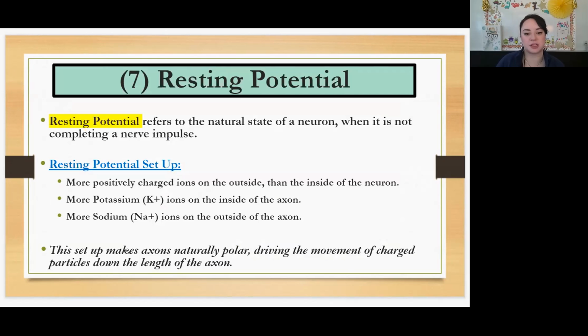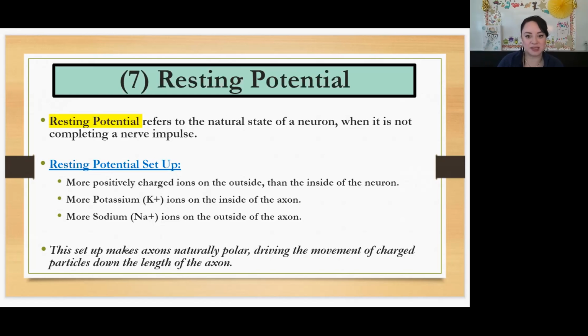So in order for us to talk about what happens along the axon of the neuron, which is really where the bulk of the nerve impulse happens, we have to talk about how neurons are set up before a nerve impulse. We use the term resting potential to refer to the natural state of a neuron, or how a neuron is set up, if you will, when it's doing nothing, when it's not completing a nerve impulse.